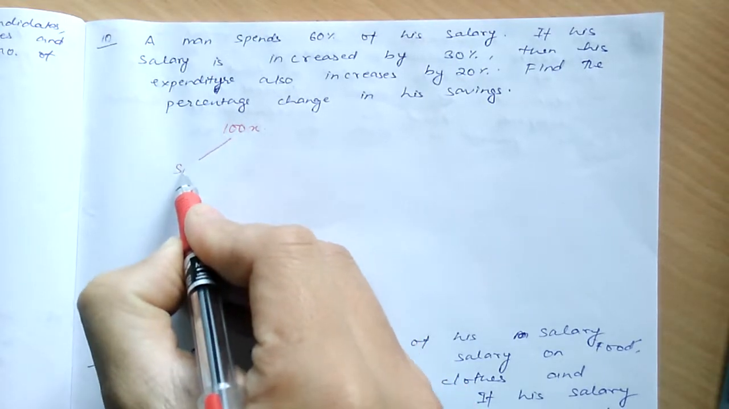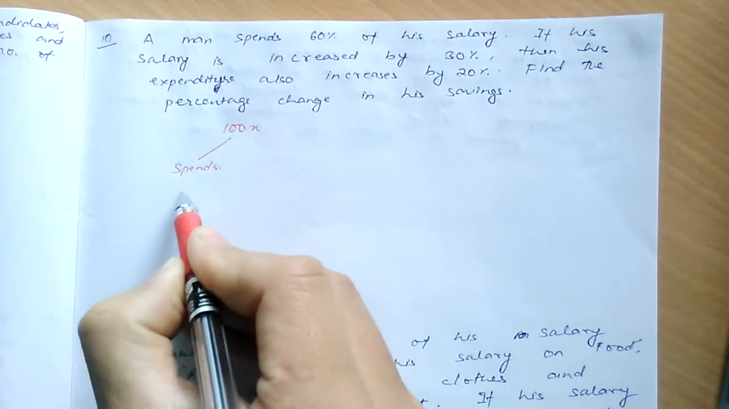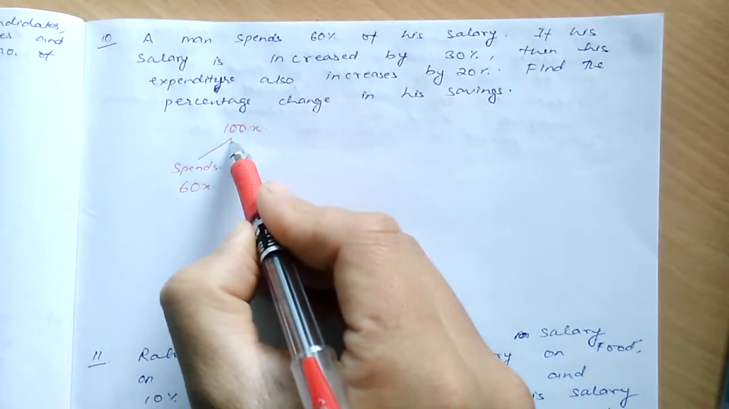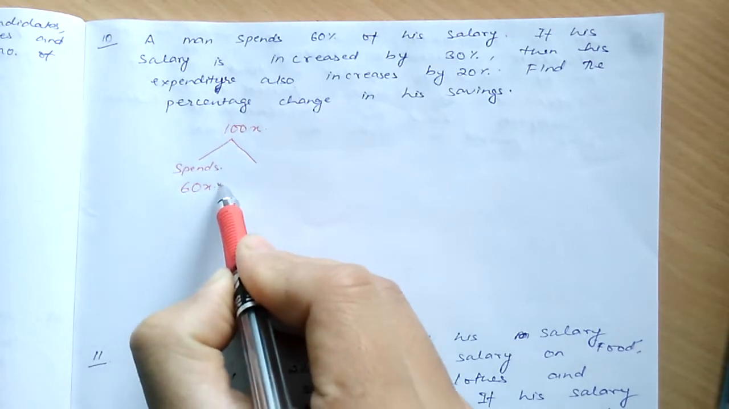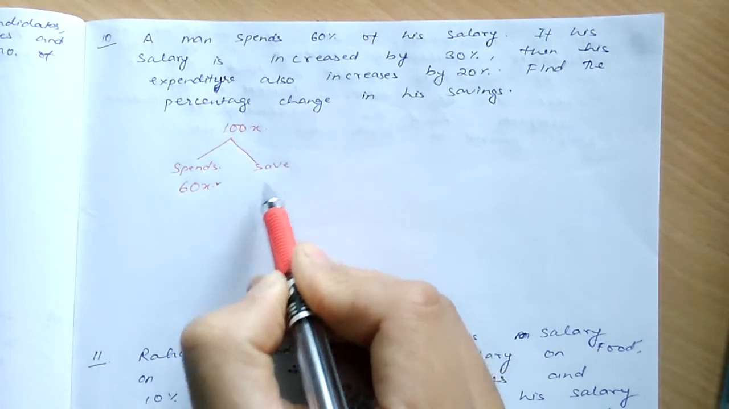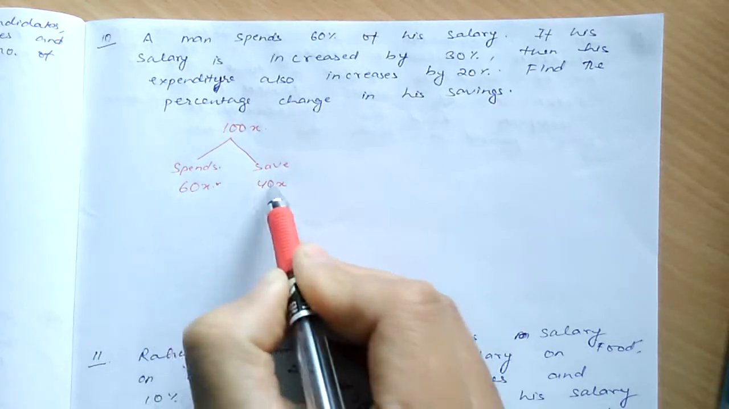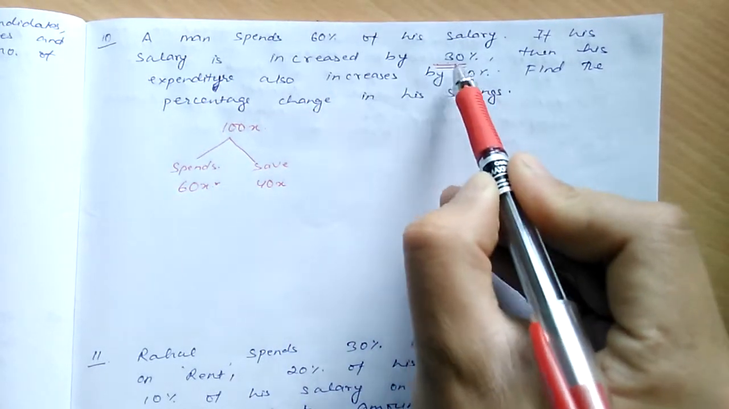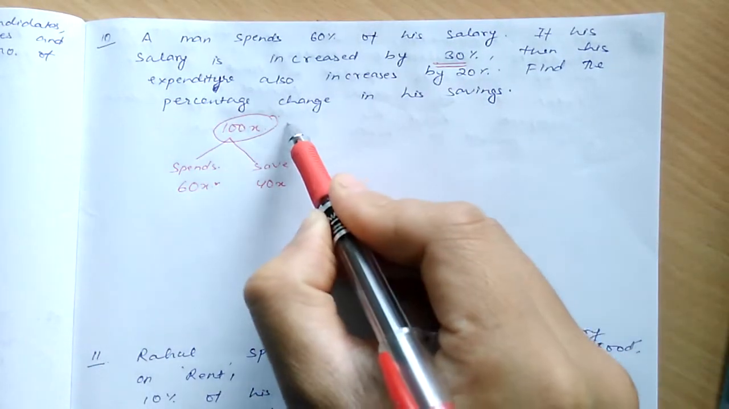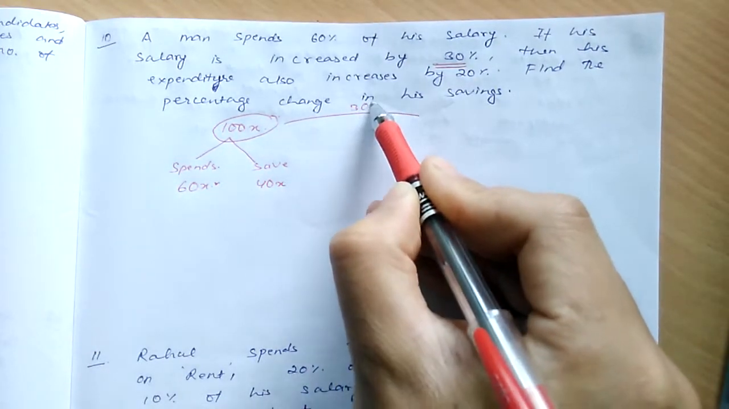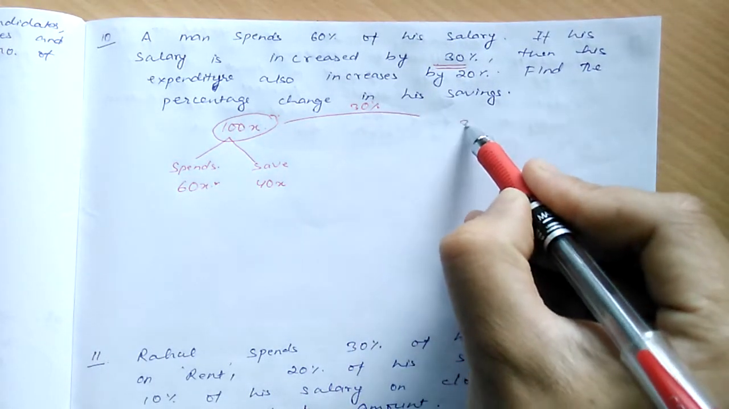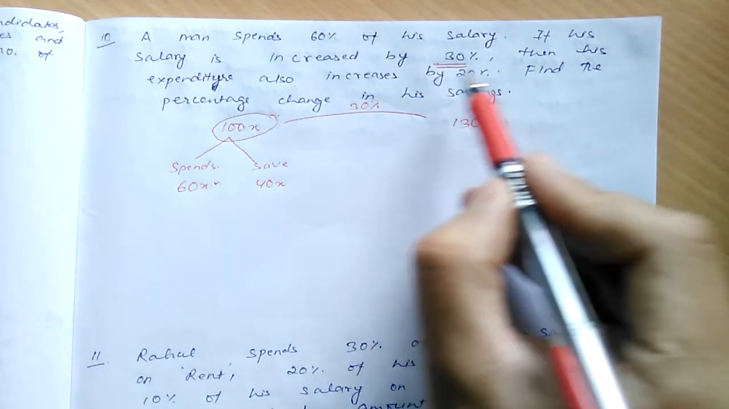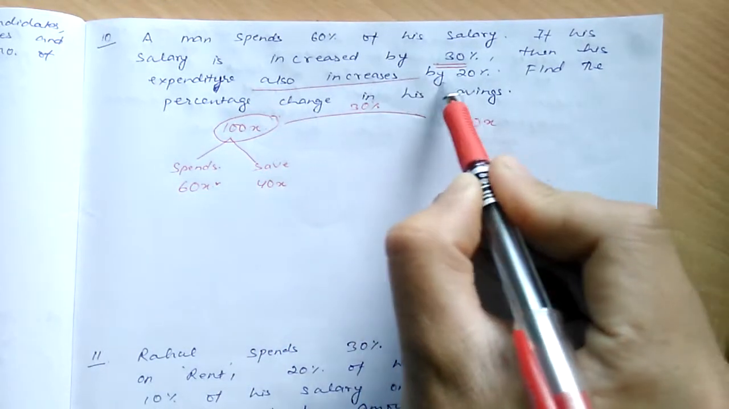So he spends 60%, that is equal to 60x of his salary. If he spends 60x, he will save 40x. That will together make 100%. But now his salary is increased by 30%. His total salary is increased by 30%. So now his new salary will be 130x.